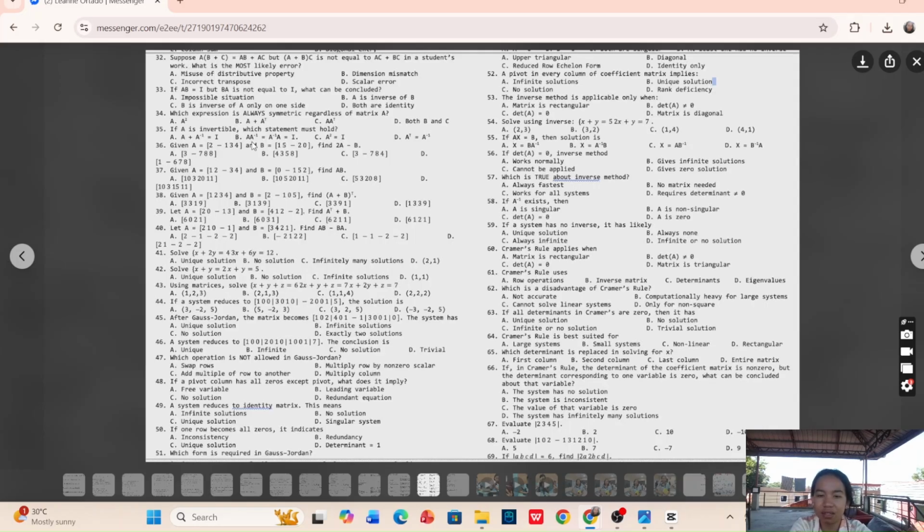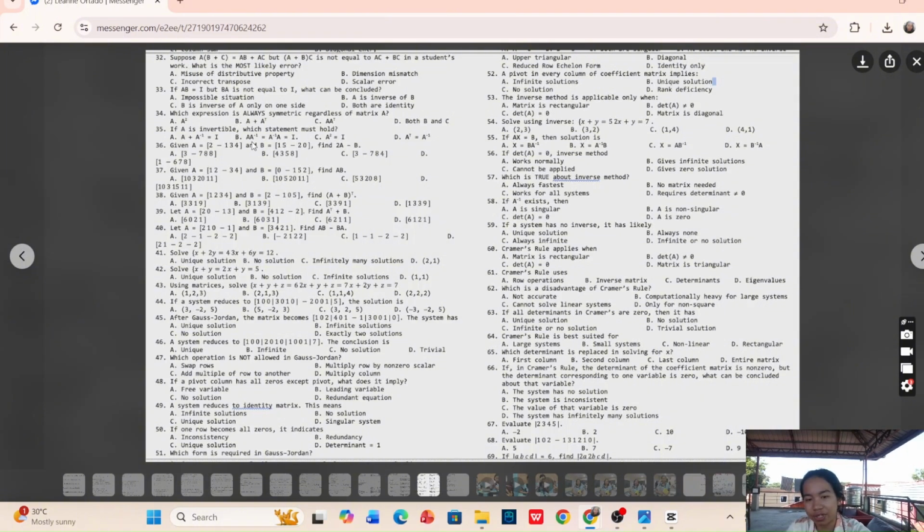It cannot be that the determinant of A equals 0 or A is 0 because the inverse of A cannot exist if the determinant of A is 0 and A is singular. So it should be A is non-singular in order for the inverse of A to exist.